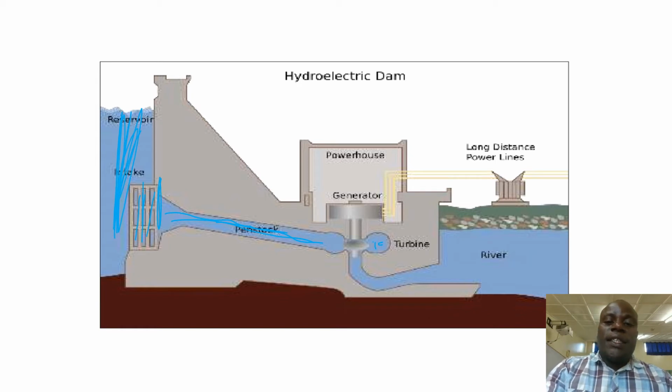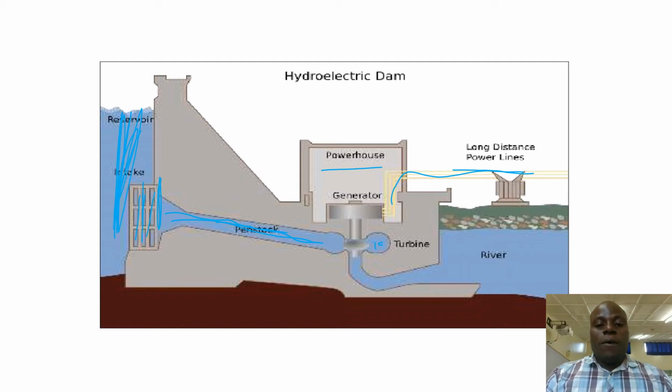When they rotate, they turn the electric generator in the powerhouse, and this generator will produce hydroelectric power, which is supplied to the villages, to the towns, and distributed everywhere through power lines. These are power lines from the generator in the powerhouse.